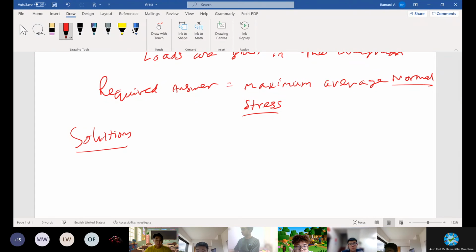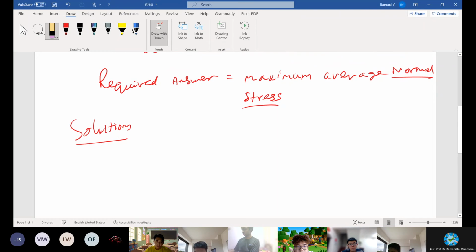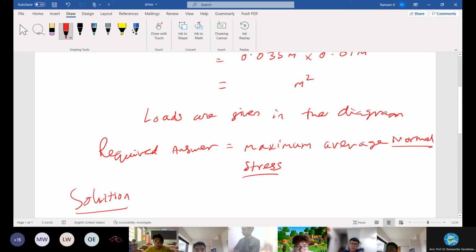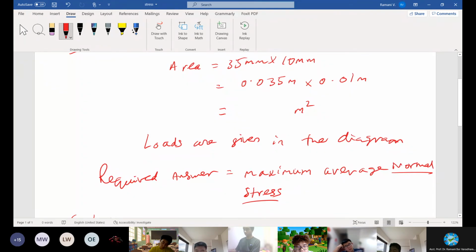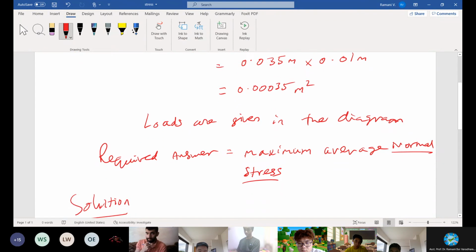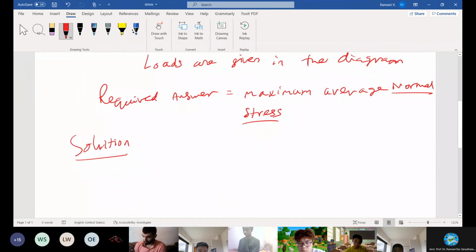Solution. Do it. What is the answer for area? Anyone? Area, please. Nobody getting it. Can you answer me? Anyone? 0.00035. Correct. Please check. Oh, it's 0.0035 only. Right, correct. Good. Then here the solution is.